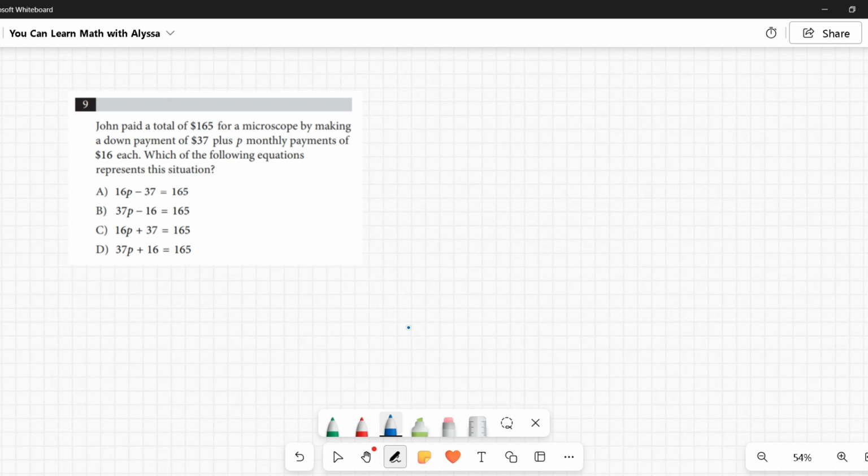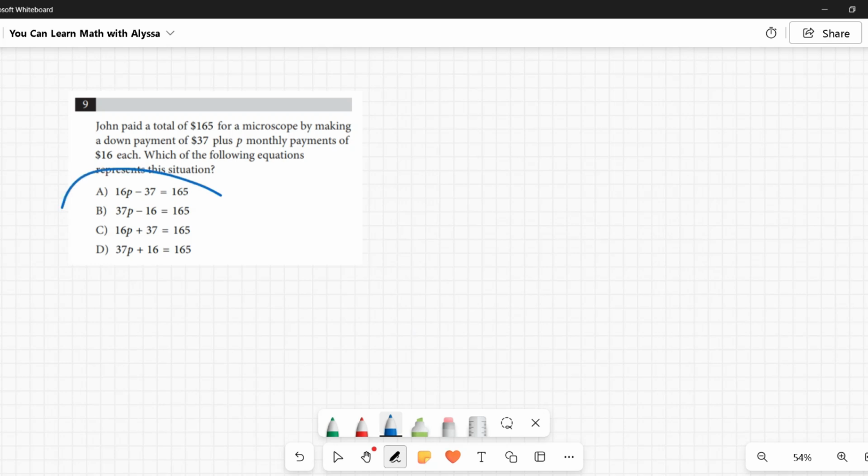Number 9. John paid a total of $165 for a microscope by making a down payment of $37 plus P monthly payments of $16 each. Which of the following equations represents this situation? This is very similar to the previous problem, number 8, in which we are given a word problem and then asked what equation represents the situation.